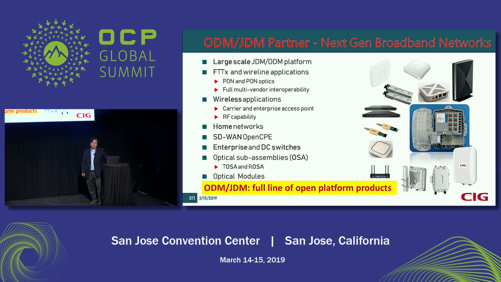Also, recently we added a new line of products. It's high-speed optical modules, and we have so-called optical subassembly products like TOSA and ROSA, which stand for transmitter optical subassembly and receiver optical subassembly. If you want to make your own modules, you can just buy the TOSA and ROSA from us. Also, we have a full line of optical modules. So we want to be your partner for your product portfolio management, as well as your manufacturing partner. So please let us know.